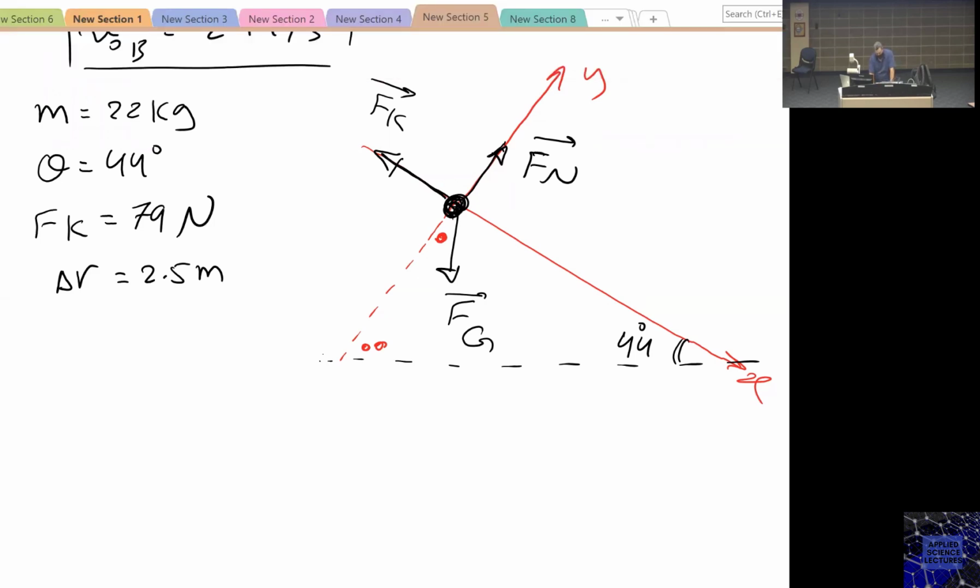I need to calculate, here is the displacement. So again, I'm starting from 0. I don't know the final speed at the end, but I know that the displacement here is 2.5 meters. This is delta R.